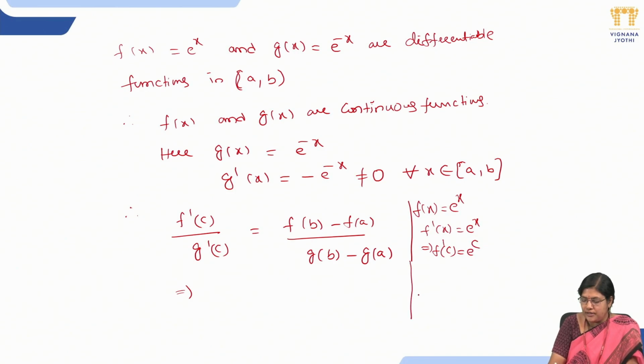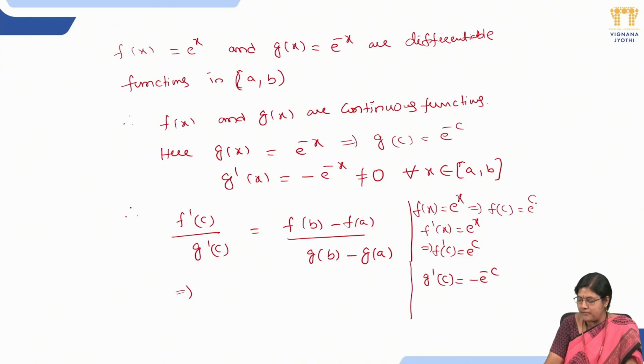And here, g of x is equal to e power minus x. Then g of c is equal to e power minus c, and g dash of c will be equal to minus e power minus c. From this, we have f dash c is e power c. Substituting all these values in the first equation, we have f dash c by g dash c equal to e power c by minus e power minus c.